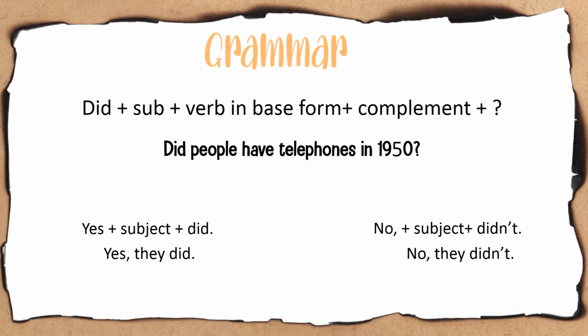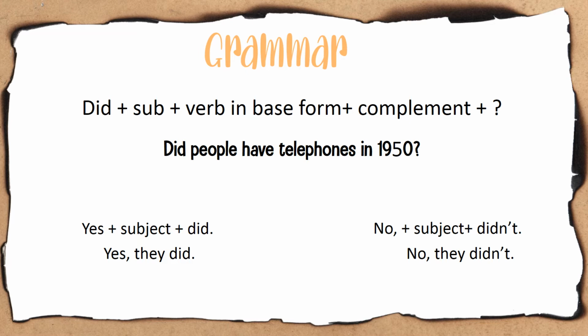We are going to start with some grammar. First, we are going to learn the structure to make questions about information in the past. We are going to use did plus subject plus verb in base form plus complement. For example, did they have telephones in 1950?